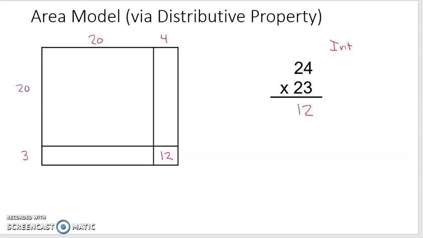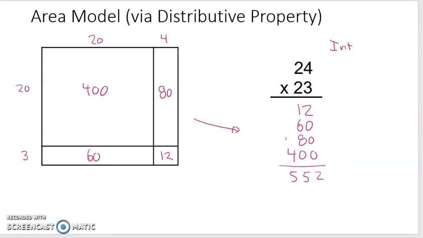3 times 20 is 60. 20 times 4 is 80. So 60, 80, and 20 times 20 makes 400. You're finding the area of this figure. So we're going to add these up. We've got 2, so 12. Then we have 1 and 6 is 7, and 8 is 15 still. Carry the 1, that gives me 5. So using the area model, you find the area of each region, and this makes it sort of easier to follow along with the intermediate algorithm.